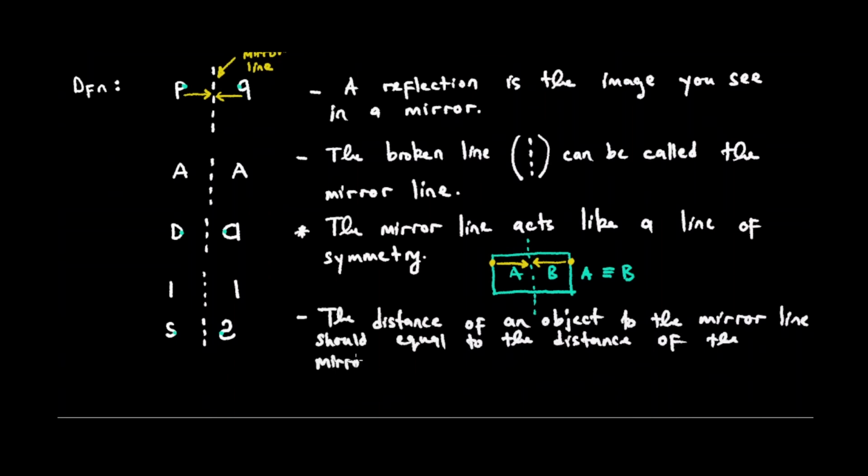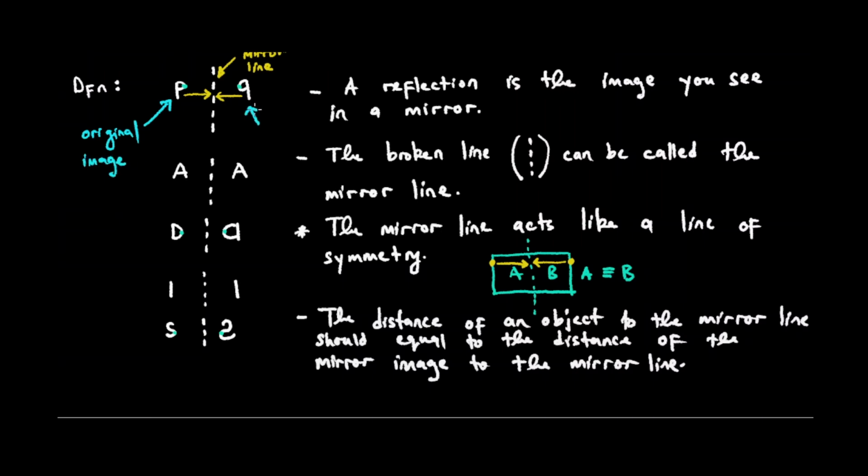The distance of the mirror image to the mirror line. That is what we are talking about. So remember that the mirror image is... alright. So P here is the original image. P is the original image.